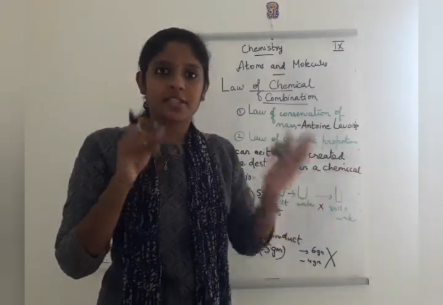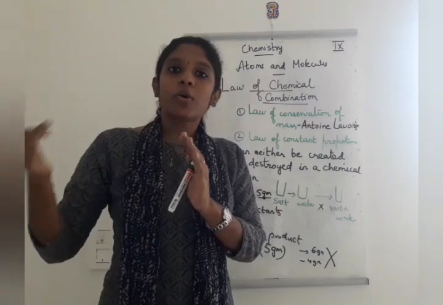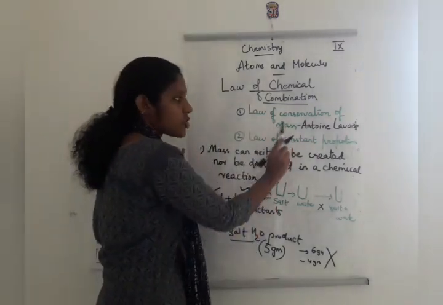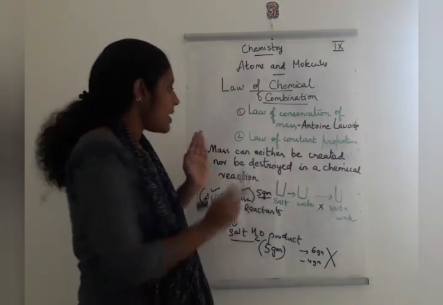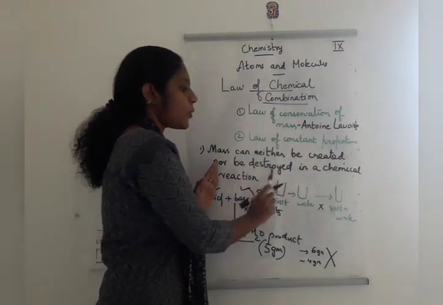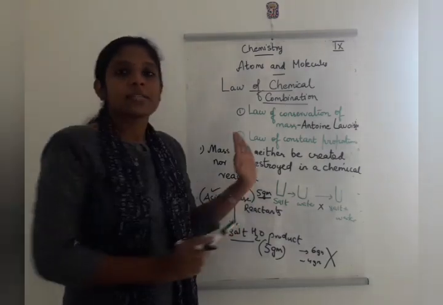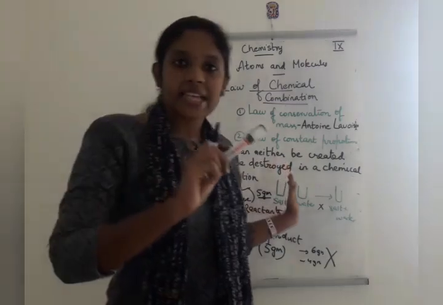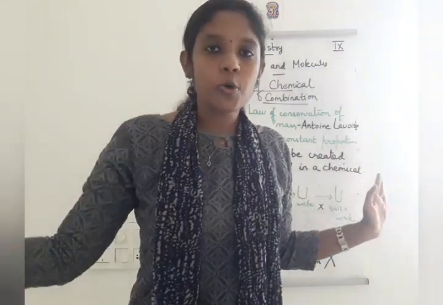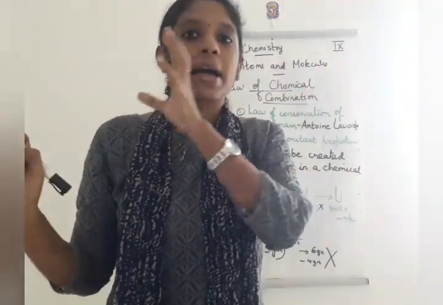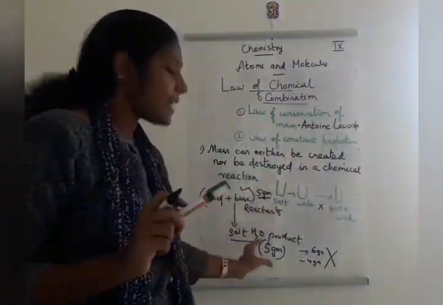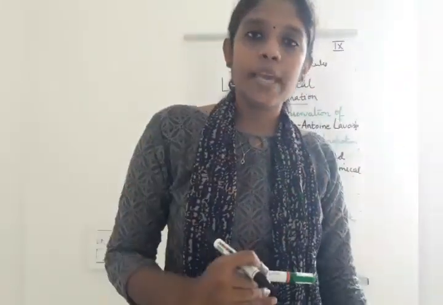You know what conserved means? It is not destroyed nor is it formed. It is already conserved. That is the law of conservation of mass by Antoine Lavoisier. Mass can neither be created nor be destroyed in a chemical reaction. So hope this is clear for you. What is a chemical reaction? Reactants combine to form a new product. So when reactants combine to form a product in a chemical reaction, the mass of the reactants and product will be equal. That is, it will not be increased or decreased.